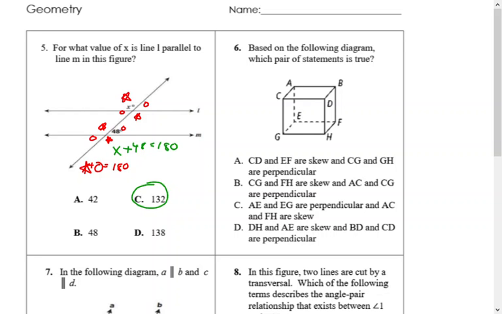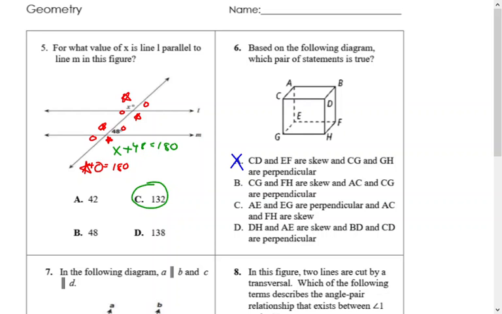Okay, number 6 just involves looking at things a little bit differently. Our answer here, we're going to look at C, D, and E, F. They're skew. They are not skew. Those are actually parallel. I know they're on different faces of that cube, but if you were to make a diagonal plane through it, they would be on the same plane, which would make them parallel. So since they're not skew, A is wrong.